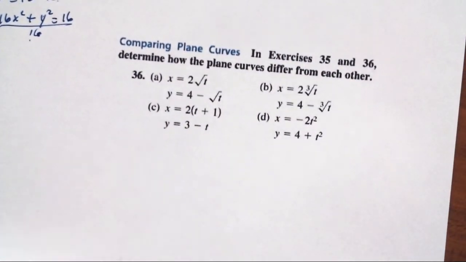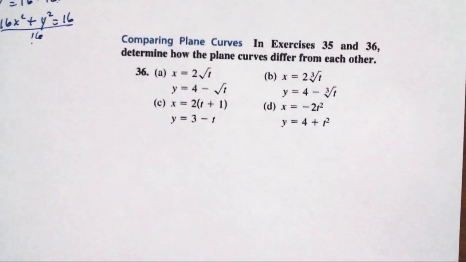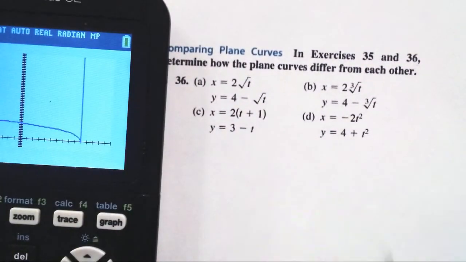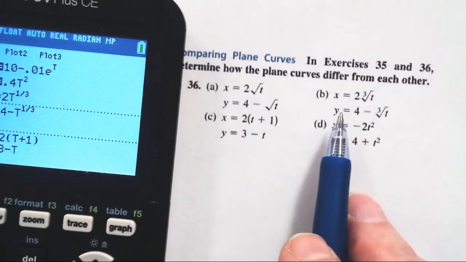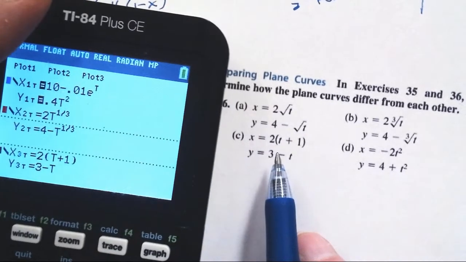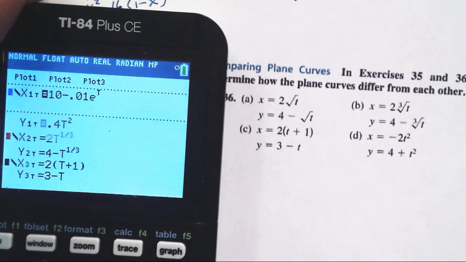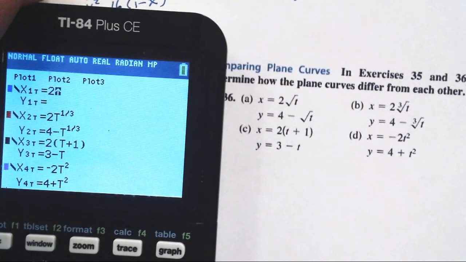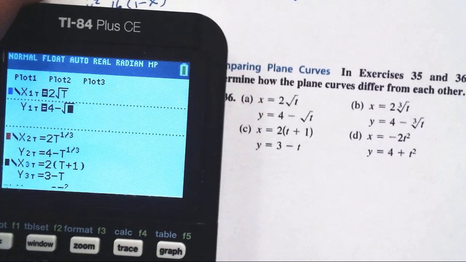Okay, I have time for one more of these problems, and then I'll have an abbreviated part 2 to this. In 35 and 36, determine how the plane curves differ from each other. And in class, what we did here is we graphed these guys, and that's why I've saved some of this on here. I've already got equation B in here, and equation C and equation D in here. So I'm just going to reset equation A, and I've got 2 square root t, and 4 minus square root t.